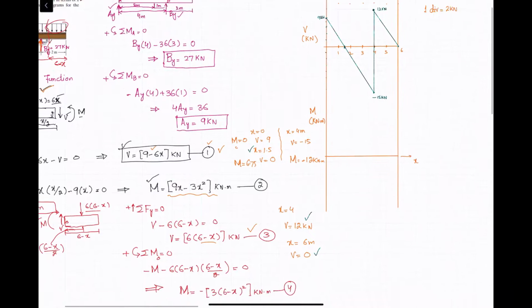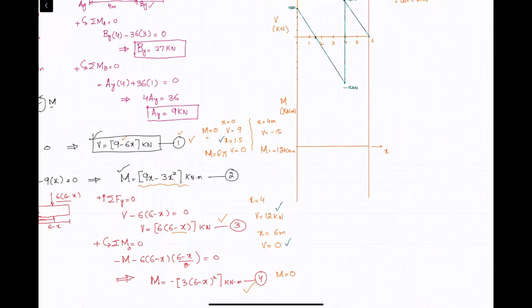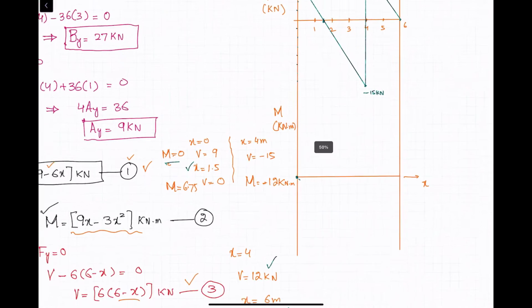Okay, for x is equal to 6, when you put x is equal to 6 in equation number 4, you will get moment is equal to 0. Now we will plot all these points. So first we will plot at x is equal to 0, moment is equal to 0. So you will have this point. Clear? At x is equal to 1.5, we have moment 6.75.